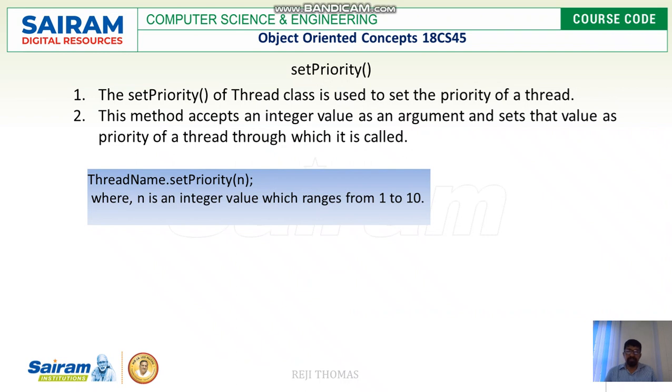Now we are going to set the priorities. As I told, the priority varies from 1 to 10. Its value ranges from 1 to 10. And this is the syntax for that. We have a method called setPriority. Using this, we can change the priority of a thread.